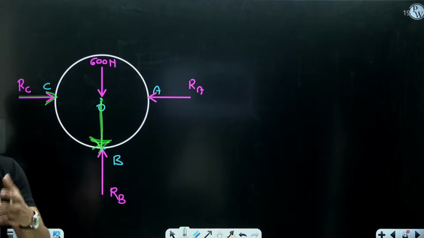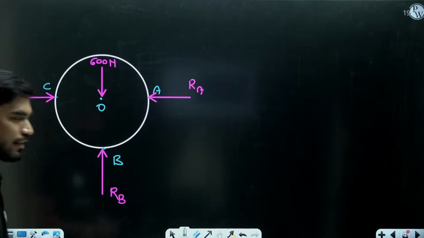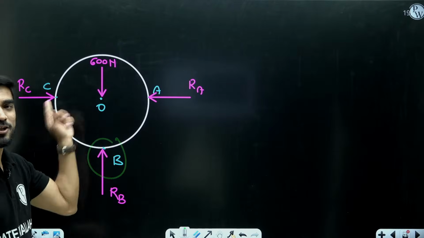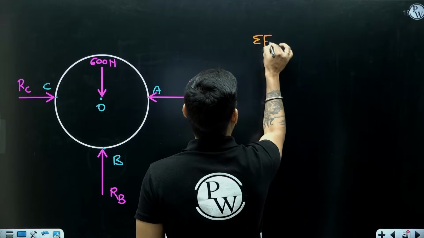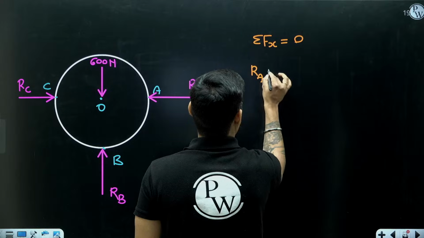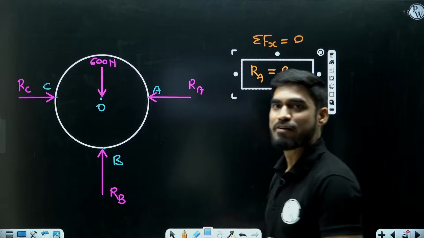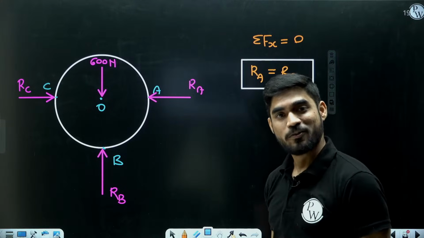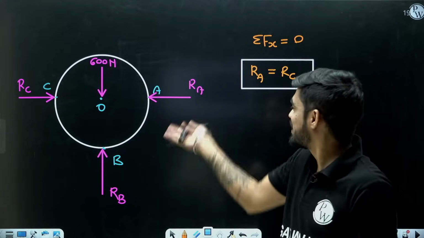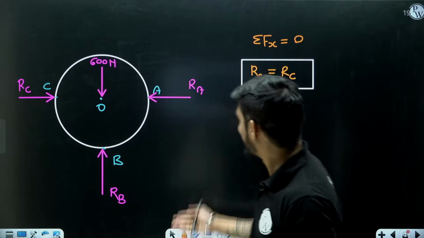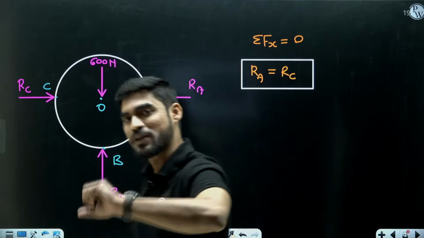So beta, what you are going to get by taking moment at B? RA equal to RC, right? If I take moment at B, you get RA equal to RC. And from summation of Fx equal to 0, you already have RA equal to RC. So didn't I tell you that even if you take moment at any other point, it will not give you a different equation. You will get the same equation. So that is a dependent equation. I hope now you understand.